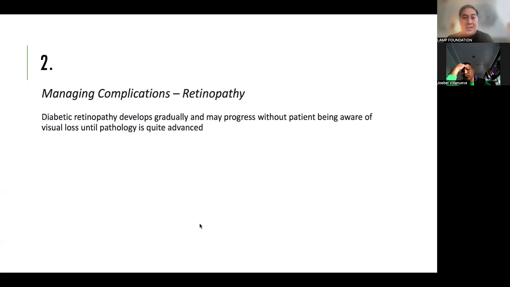Now, diabetic retinopathy develops gradually, so it's not insidious, no, it's not acute, no. So it will take some time. Sometimes your eyes will just worsen and you don't know it. And this develops gradually and may progress without the patient being aware of visual loss until the pathology is quite advanced.